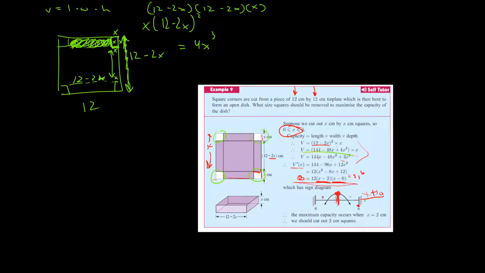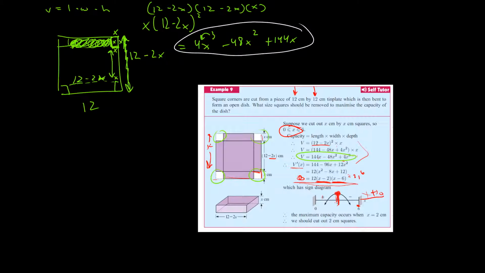You can follow along with this thing right here. 4x cubed minus 48x squared plus 144x. Now at this point, we're ready to go ahead and take the derivative of this guy right here. So let's go ahead and do that.